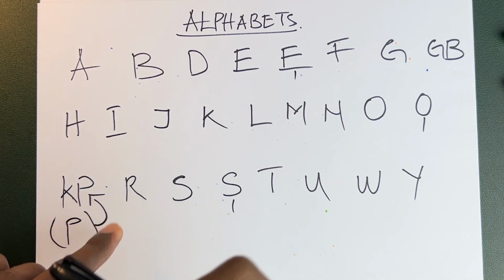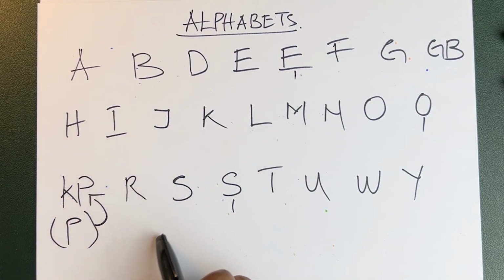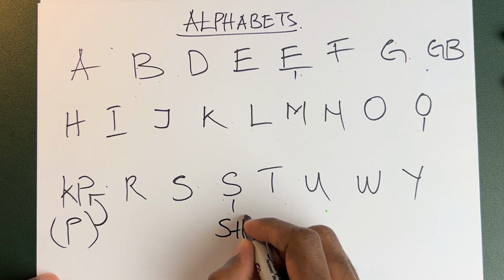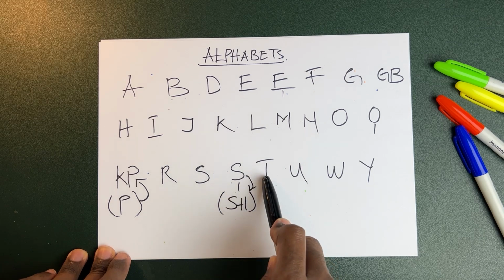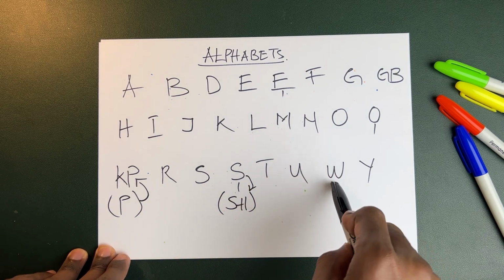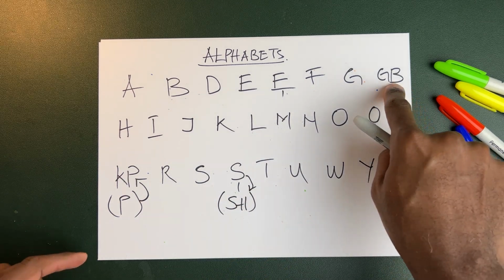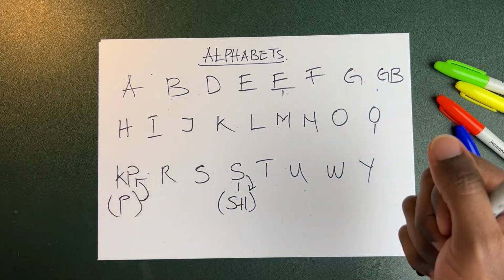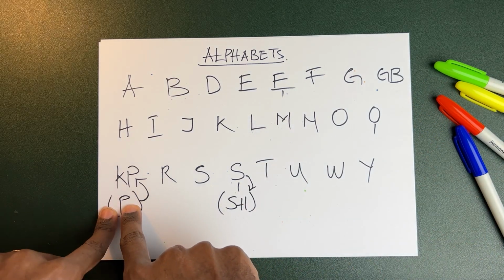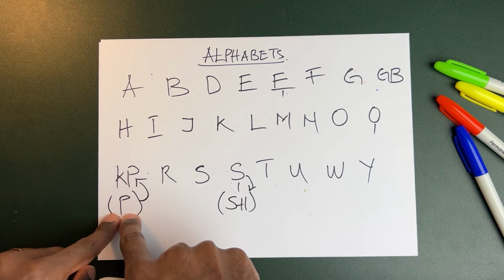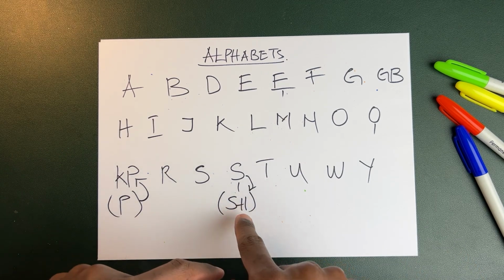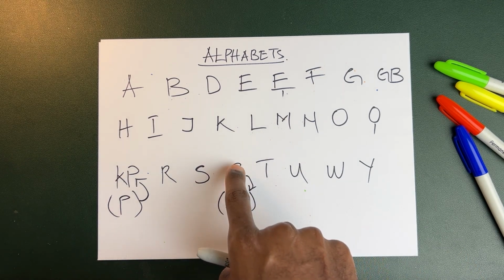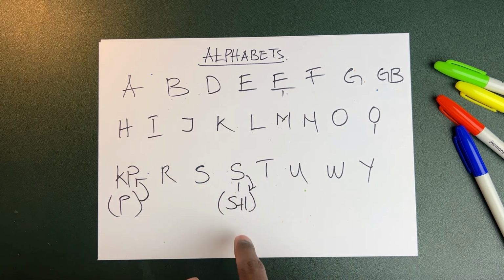R. There's a roll to the alphabet R. R, S, Sh. So this sound is the SH sound. S, Sh, T, U, W, Y. This sound is pronounced GB together. This sound is KP together. Alphabet P is pronounced KP together. This is SH. This alphabet, S with an accent under it, is SH.